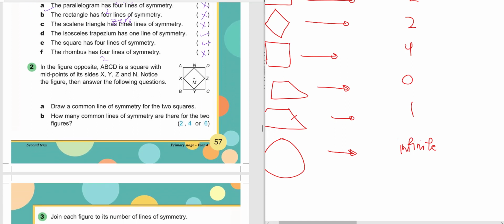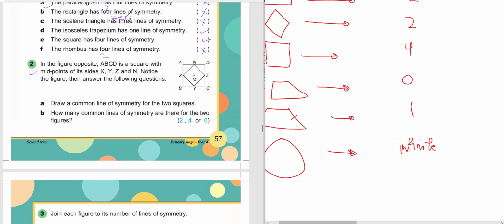Number 2, in the figure opposite, ABCD is a square with midpoints of its sides x, y, z, and n. Notice the figure, then answer the following questions. Question number A, draw a common line of symmetry for the two squares. He wants me to draw one line of symmetry to be common for the two squares.